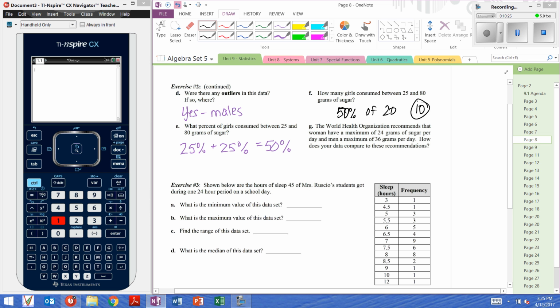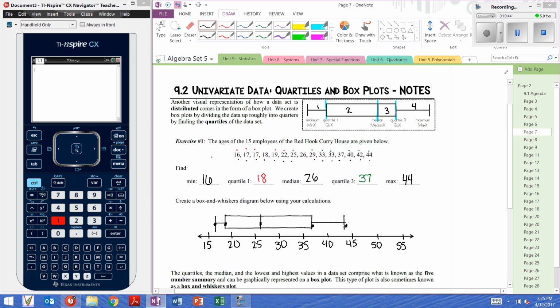All right, heading on to G. It says the World Health Organization recommends that women have a maximum of 24 grams of sugar per day and men have a maximum of 36 grams per day. How does your data compare to these recommendations? Oh, this is not looking good. So 24 for girls, 36 for boys.